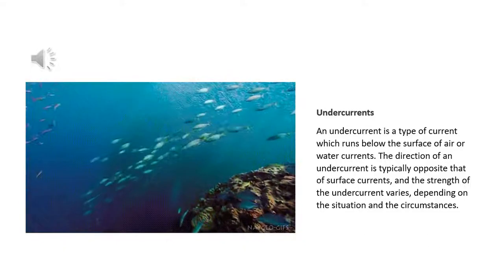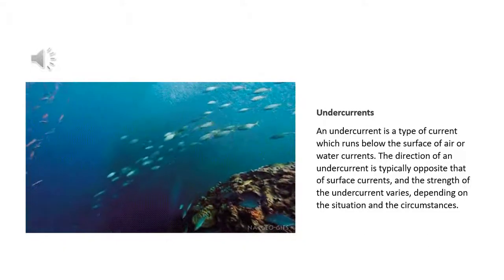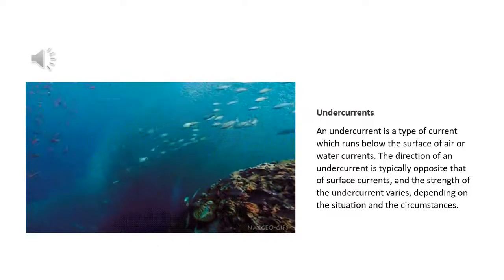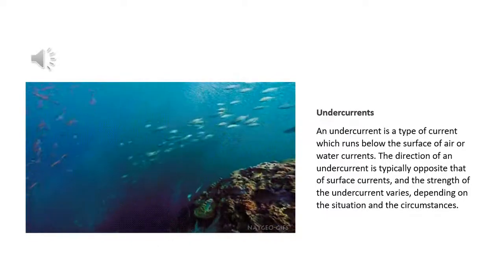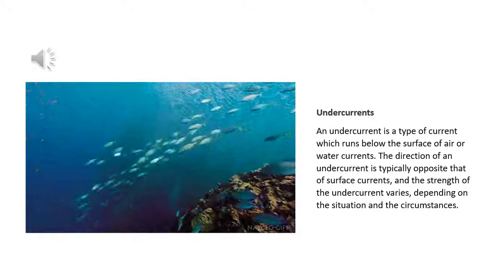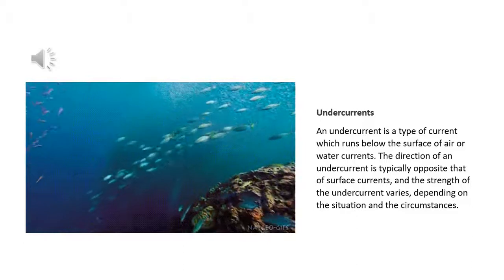Undercurrents. An undercurrent is a type of current which runs below the surface of air or water currents. The direction of an undercurrent is typically opposite that of surface currents, and the strength of the undercurrent varies, depending on the situation and the circumstances.